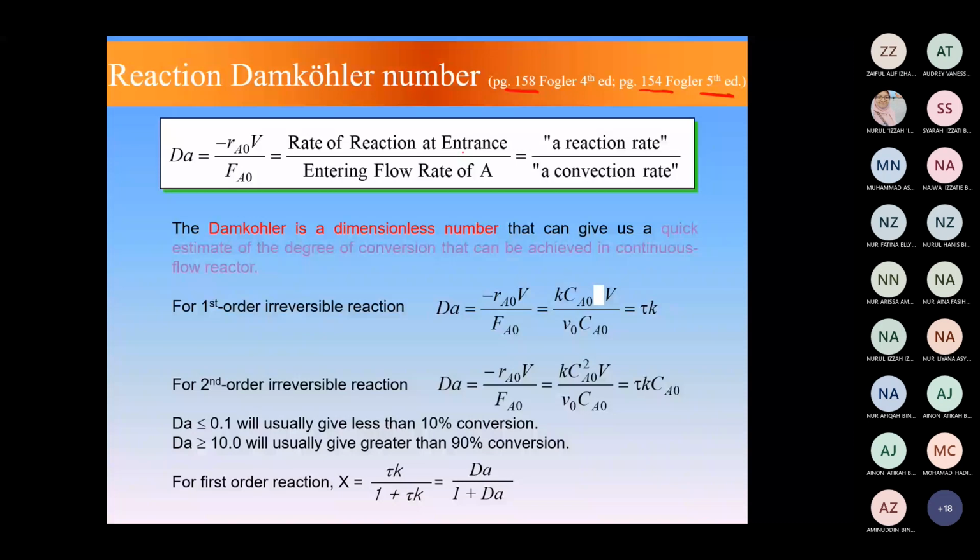Okay, so kalau flow ni mesti dia berkaitan dengan convection. Apa yang you belajar macam mass transfer, heat transfer tu lah. Okay, so the Damkohler number is the dimensionless number, the unitless lah, that can give us a quick estimate of the degree of conversion that can be achieved in continuous flow reactor. Okay, daripada sini kita boleh tahulah, dia give approximately, this one lah dia punya indicator. Kalau Da ni less than 0.1 means that it will usually give less than 10% conversion. Kalau Da punya number here is more than 10, dia akan give greater than 90%.